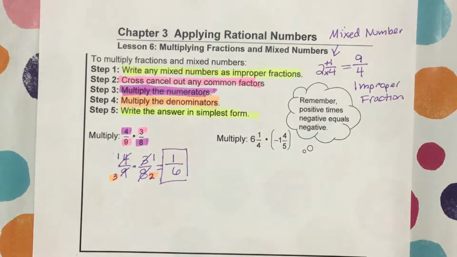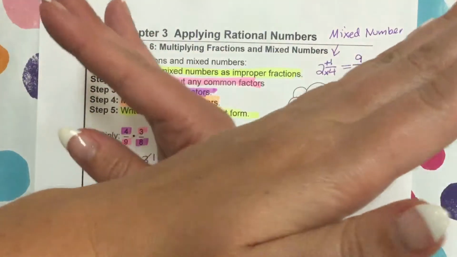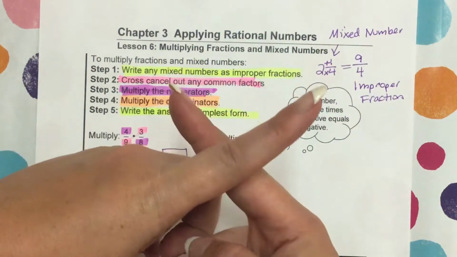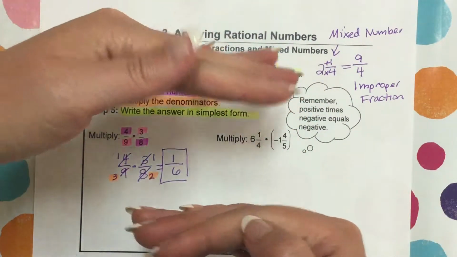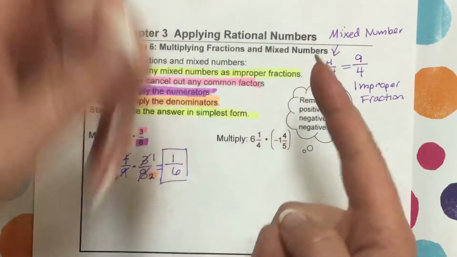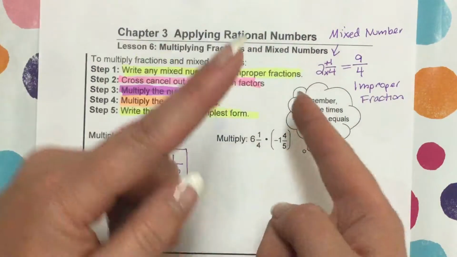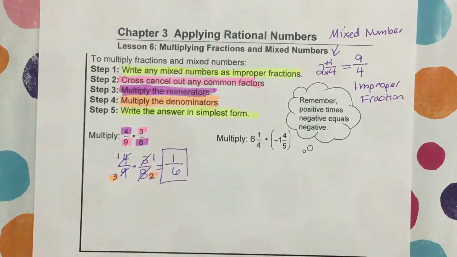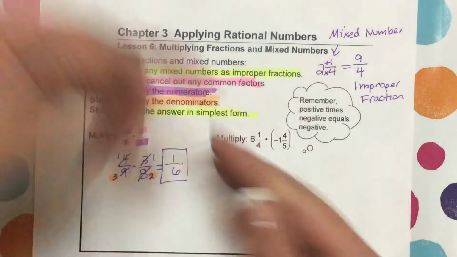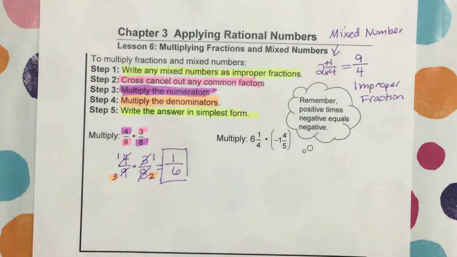So whenever I'm multiplying fractions, what I try to do is always look to cross-cancel, and then multiply across. Cross-cancel, multiply across. If you can remember that, cross-cancel, multiply across, you can multiply fractions. Okay, let's move on to the next example here.